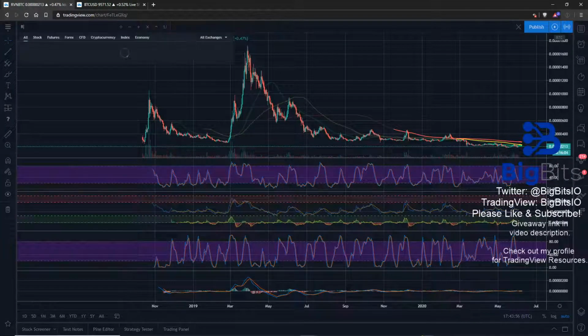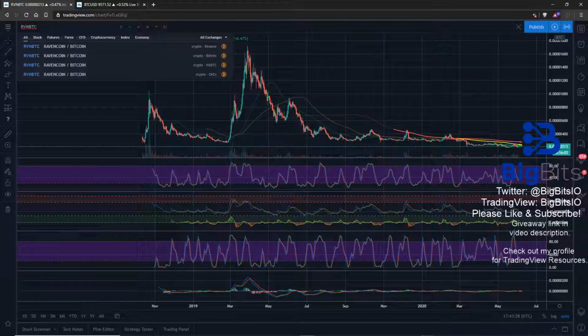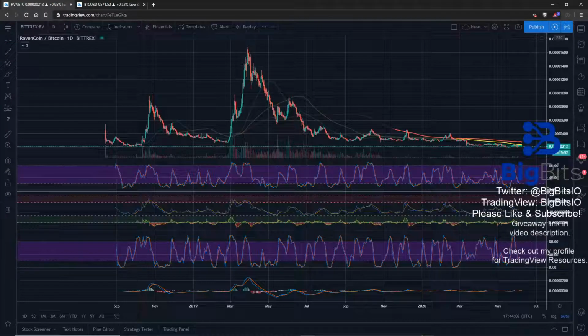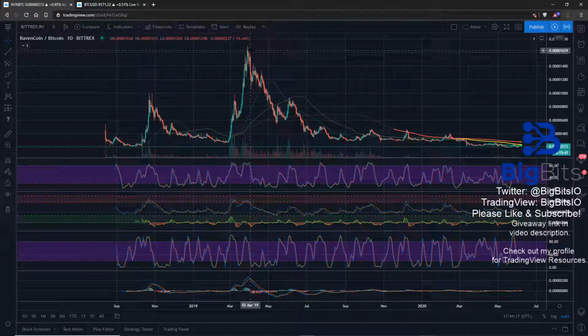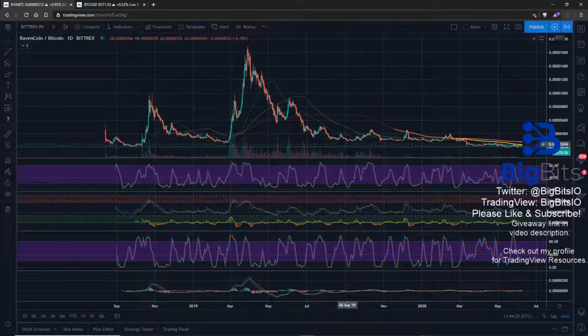Let me see if I can find another chart that's got a little bit more history. So I'm on Binance, Bittrex. There you go. Bittrex has a little bit more history, although it is around all-time lows versus Bitcoin. You'll see it's at 213 Satoshis. Its all-time high was around 1,600, so that's what, an 8-time gain.